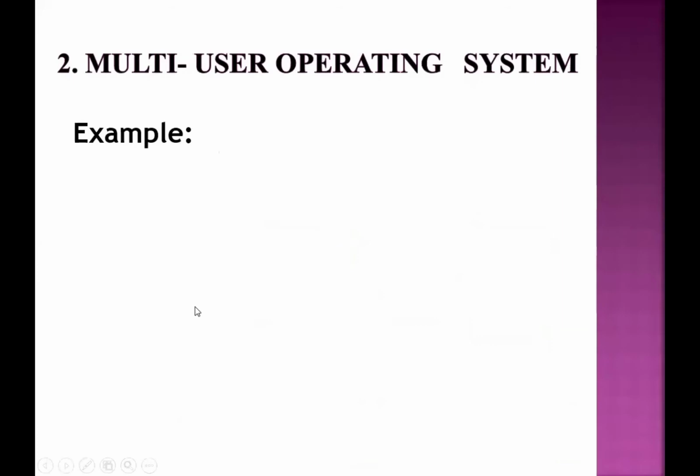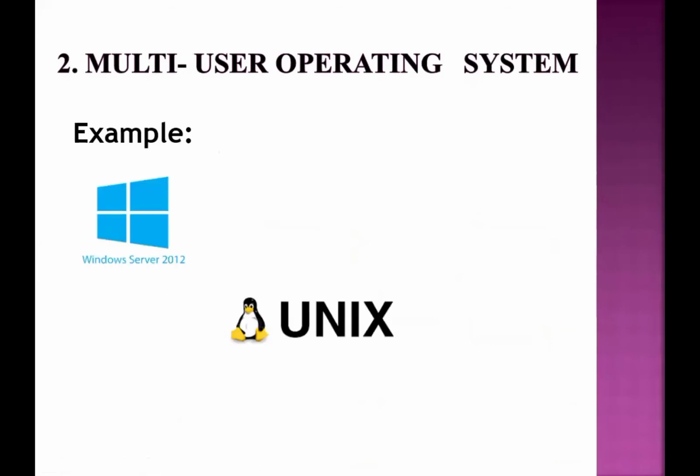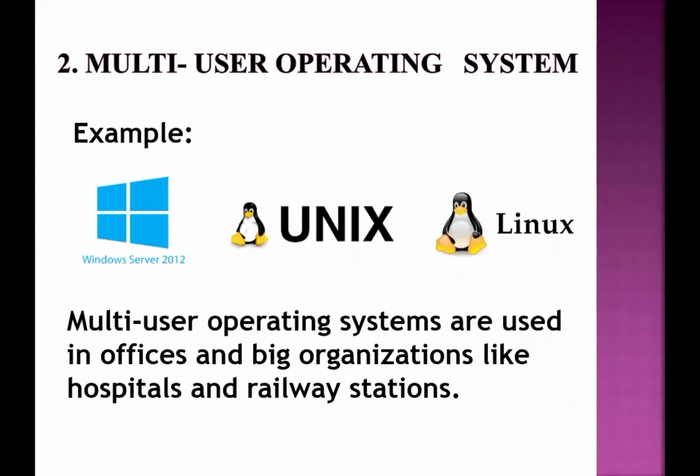Examples of multi-user operating systems are Windows Server, Unix, and Linux. These are all multi-user operating software. These software allow many users. Multi-user operating systems are used in offices and big organizations like hospitals and railway stations.